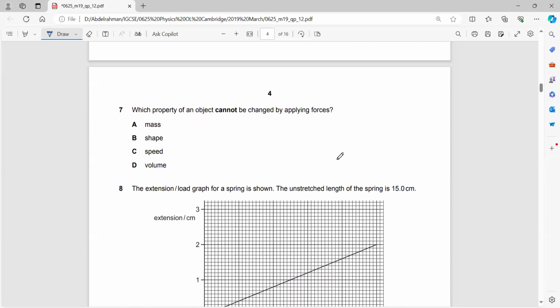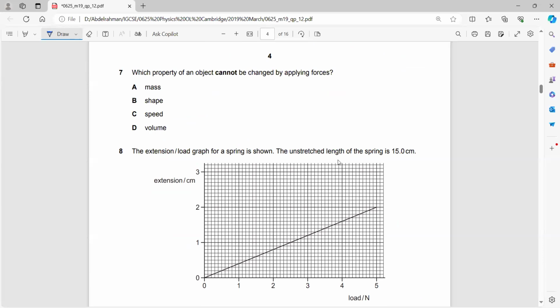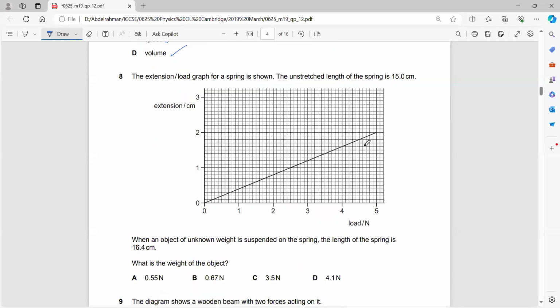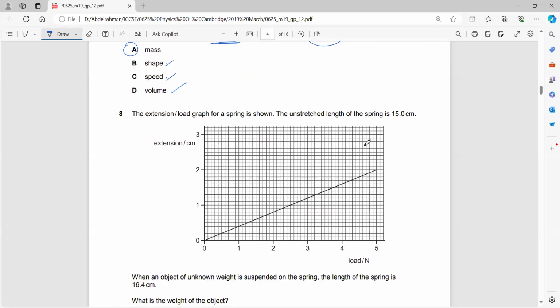Question 7. Which property of an object cannot be changed by applying a force? If I apply a force, can I change the volume? Yes, you can change the volume by compressing it, for example, or breaking the object. Can I change the speed? Yes. Can I change the shape? Yes. I cannot change the mass by only using a force. So it would be A.